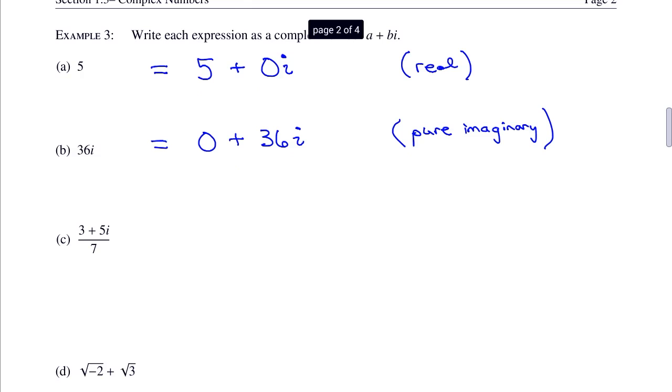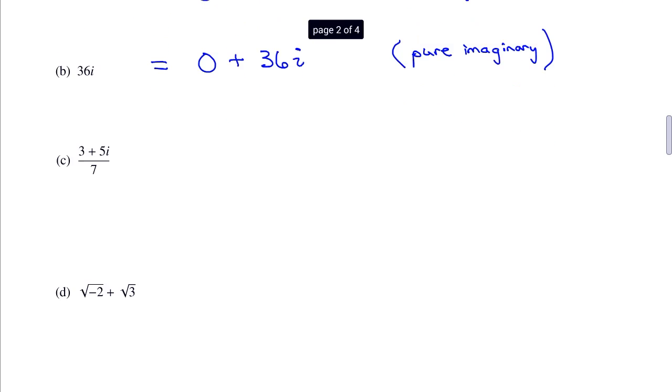In part C, we need to split this fraction up. So we're going to divide the 7 into both the 3 and the 5. So we get 3/7 plus 5/7, and the i gets tacked on there on the 5/7. So you have a real part of 3/7, and you have an imaginary part of 5/7.